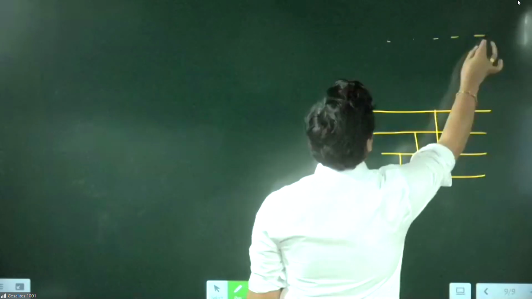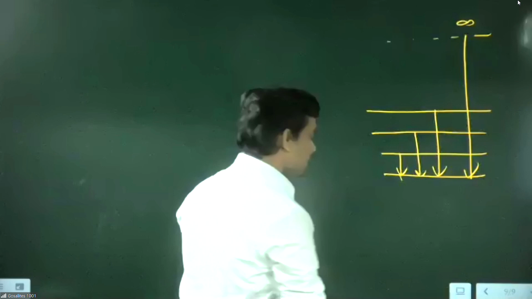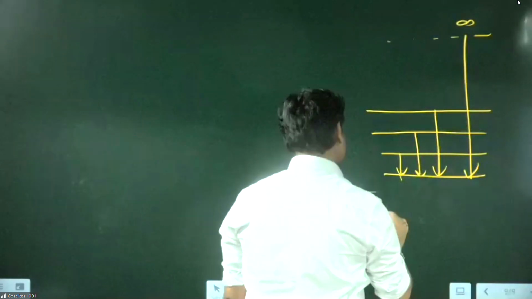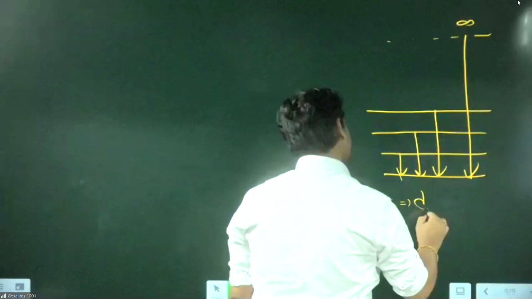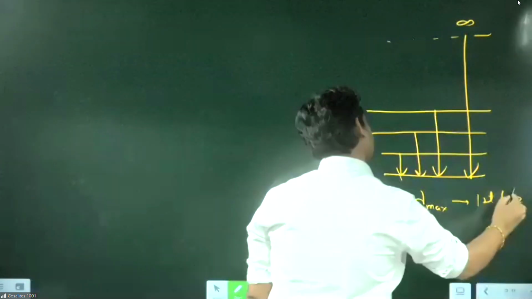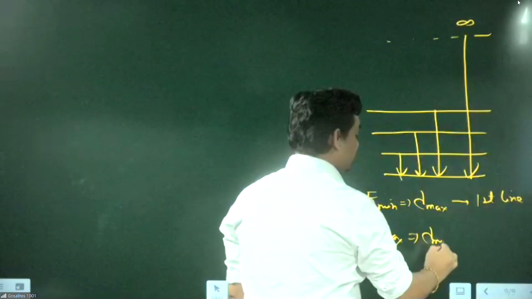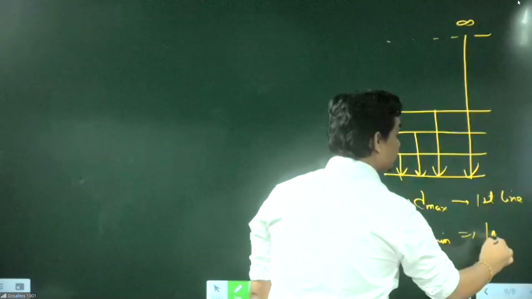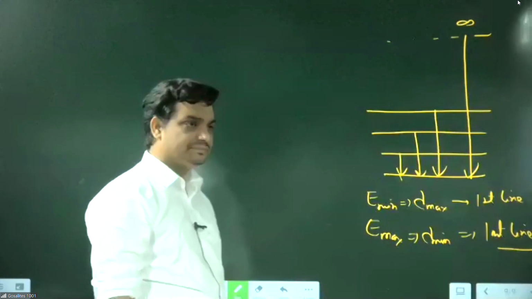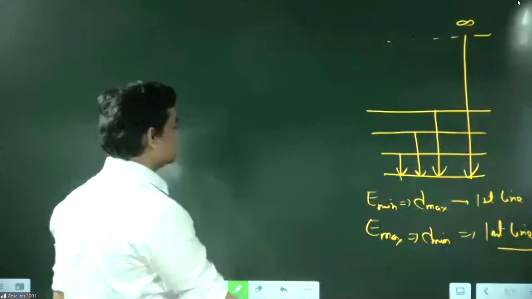And when it is coming from infinity, then this is the last line, which will have the least energy, minimum energy. Minimum energy means maximum wavelength, that is basically for the first line. And for the last line, lambda will be minimum. Okay, last line. Clear? Questions of this type are important, so I'm asking one question.